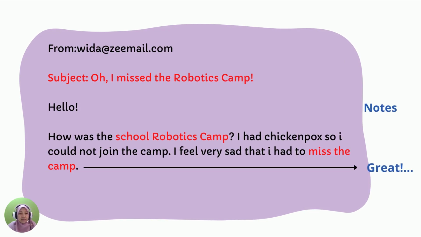Let's analyze the question part by part. The important points that you might highlight or underline. The first one is the subject: Oh, I missed the robotics camp. Next paragraph: school robotics camp, and miss the camp. This is how you highlight or underline the important keywords in the question.